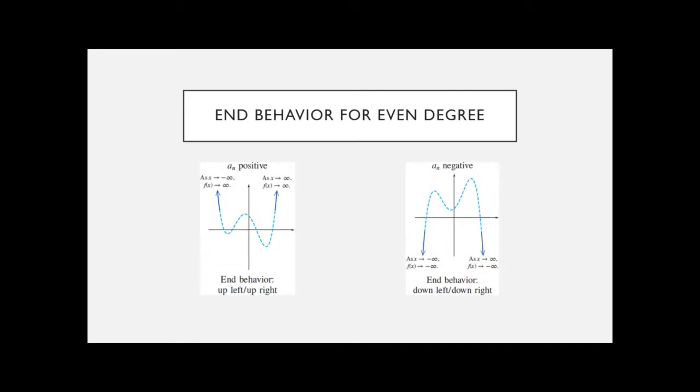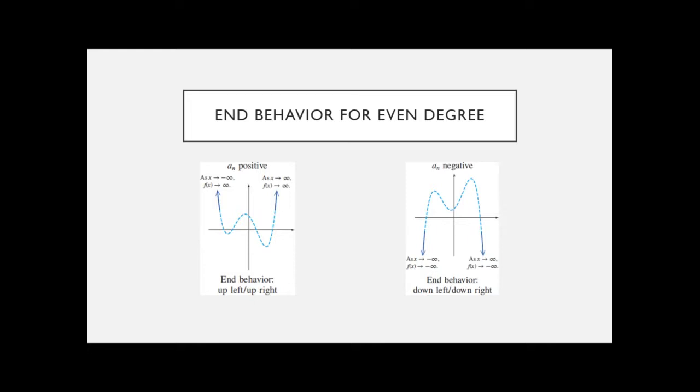So here's even. So even, they're going in the same direction. And if that leading coefficient's positive, they both go up, or if it's negative, they both go down. And you can see that we've got dashed lines here, and that just indicates we don't care what's going on in the middle. We're only caring about those end pieces. And so you can see how it's described in words here, whether we're going up on the left or up on the right, or down on the left and then down on the right. So we can use those words, but we also have the symbols here.